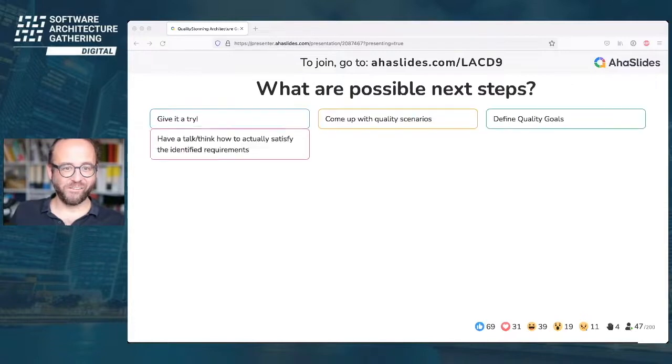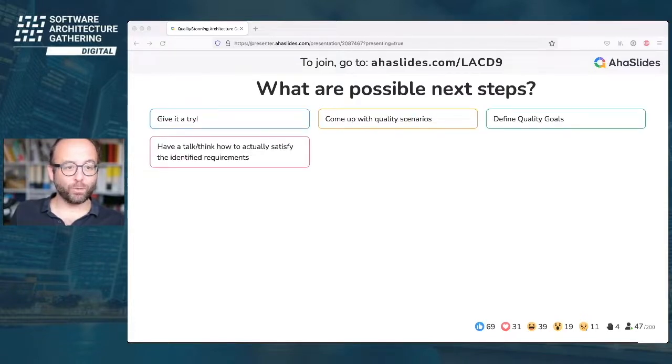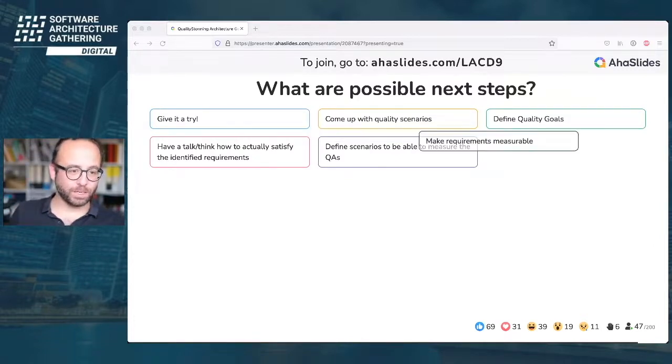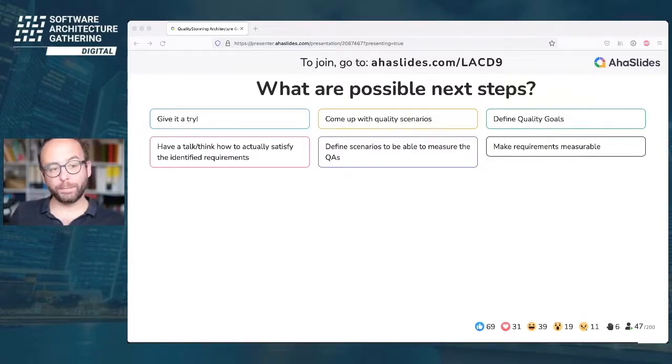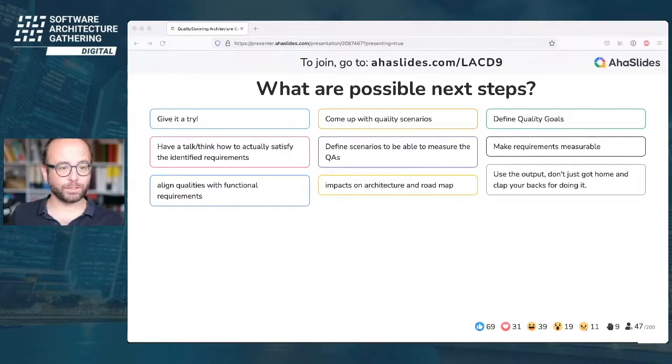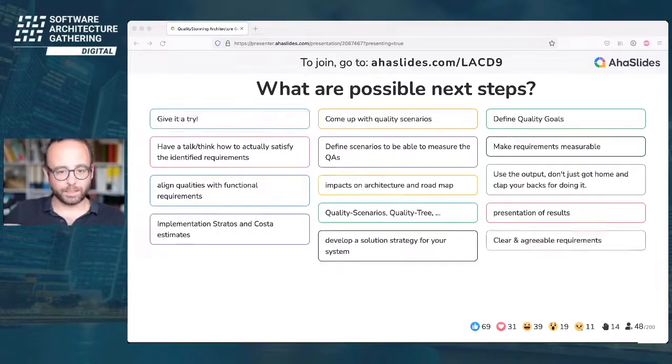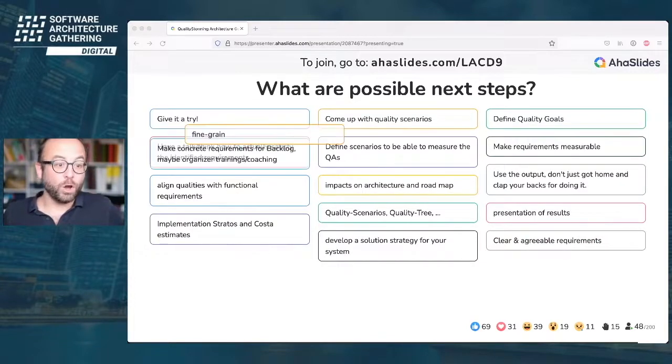Give it a try. Yeah, come up with quality scenarios. Yeah, I think this is a good point. Some of those things will be in a requirement fashion, but I've also seen people writing scenarios down. So you will also have a mix of scenarios and requirements there, but this is also a good way as a next step with quality scenarios.